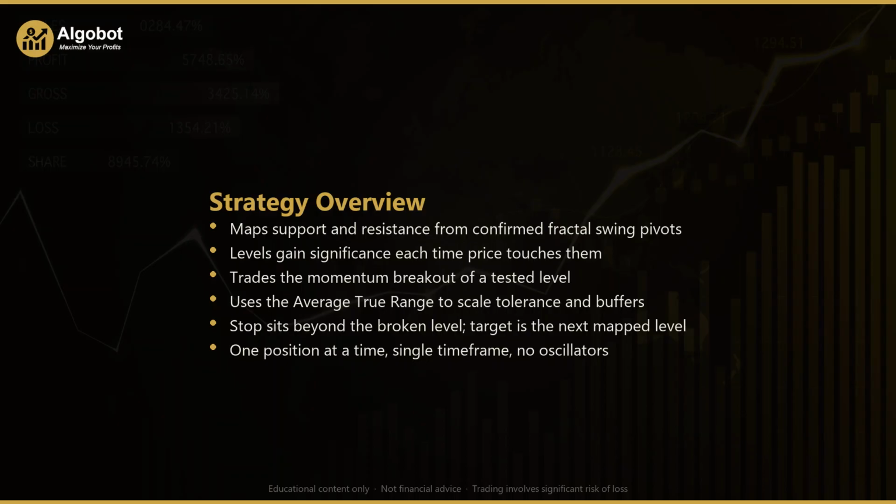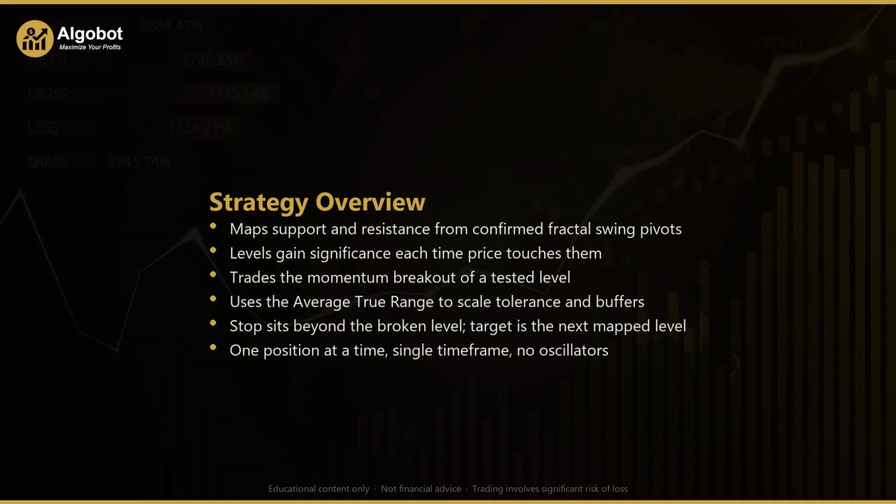When a new pivot lands close to a level that already exists, within a tolerance scaled by the average true range, the two are merged together and the level's touch count goes up by 1. In other words, a price shelf that has been respected several times gradually accumulates significance.